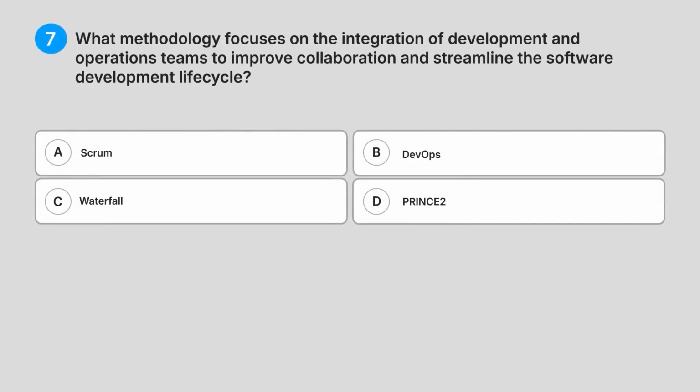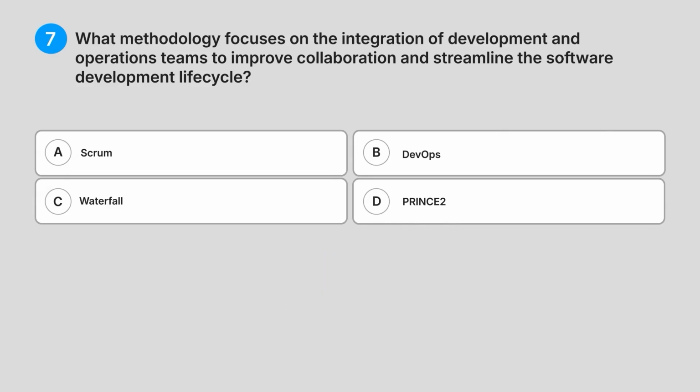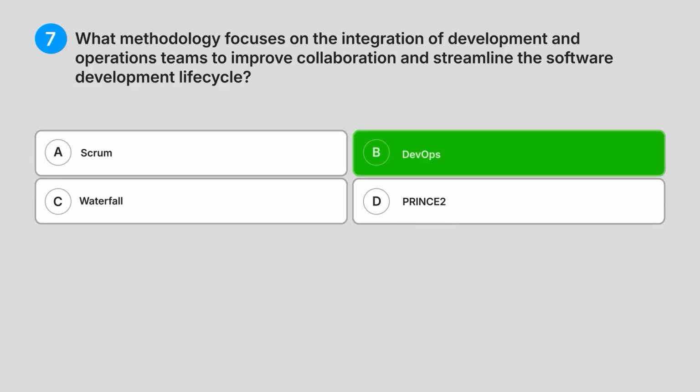7. What methodology focuses on the integration of development and operations teams to improve collaboration and streamline the software development lifecycle? A. Scrum. B. DevOps. C. Waterfall. D. Prince2? Can you guess the answer? Correct answer, B. DevOps.